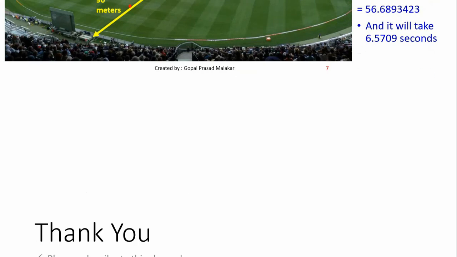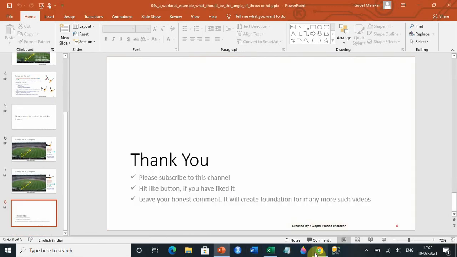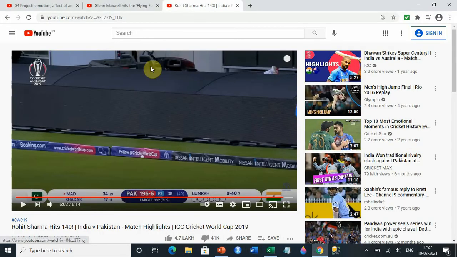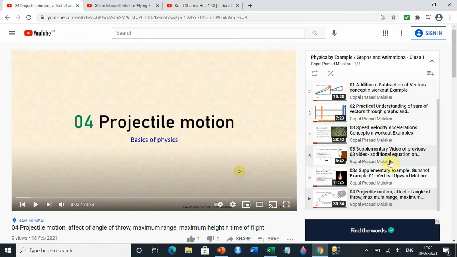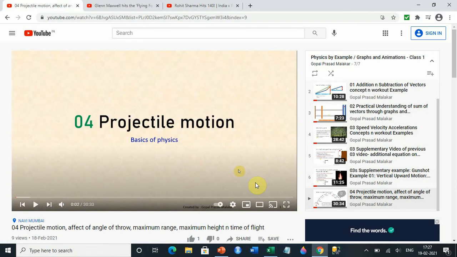In the next two videos, I am going to talk about the gunshot example. I talked about the gunshot example first in this playlist, after I talked about the straight line motion. So here I had talked about gunshot example 01. Now I'm going to talk about two more gunshot examples.